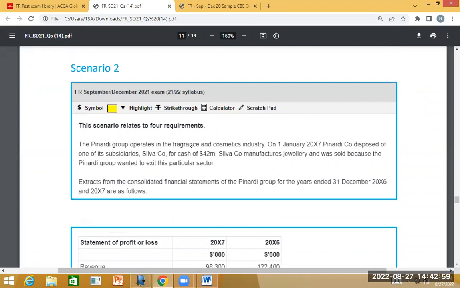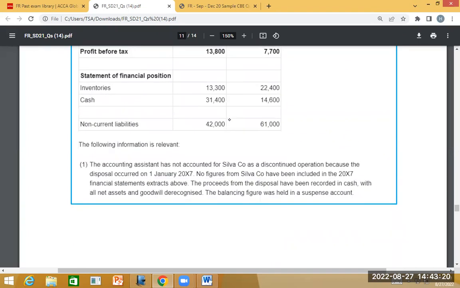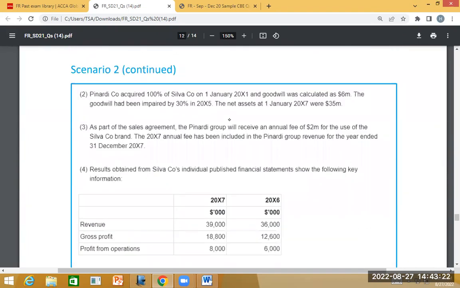Why are we getting this improvement in the scenario? There must be an improvement in the overall group's revenue, which includes the revenue of the fragrance and the cosmetics. Is there any hint about the sales in the notes?